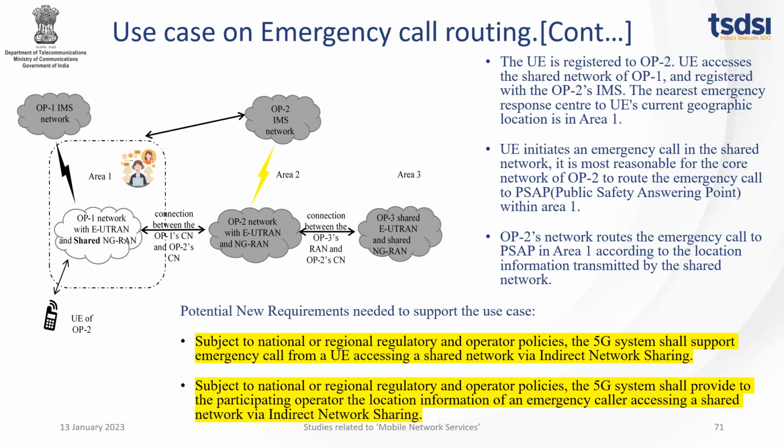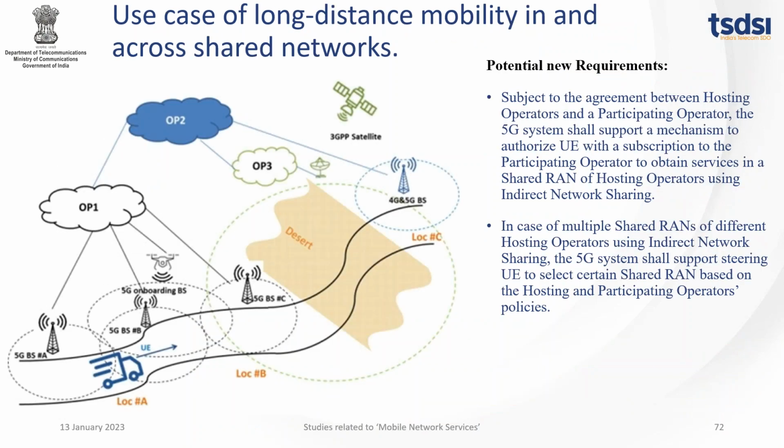The last use case is on the highways. Next slide, please. These days people are trying to provide coverage all along the highway, and it need not be possible for all the operators to provide coverage by installing towers. Some portion of the highway will be covered by some operator, some portion by some other operator, and some portion even by satellite, that is non-terrestrial coverage. So even in this case, indirect connectivity between the participating operator and the hosted operator should be possible. That's what this illustration indicates.